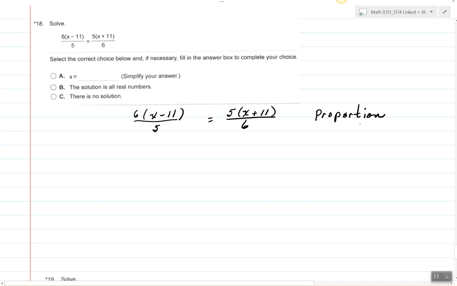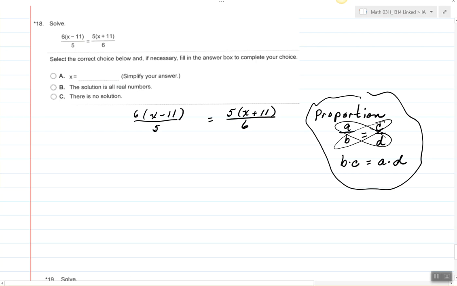A proportion says a fraction on the left is equal to a fraction on the right. Then the cross products are equal. That b times c is the same as a times d. And we can use this concept to solve this equation. Okay, so let's take a look here and write that product down. It is 6 from the bottom times 6, open parentheses, x minus 11 equals.